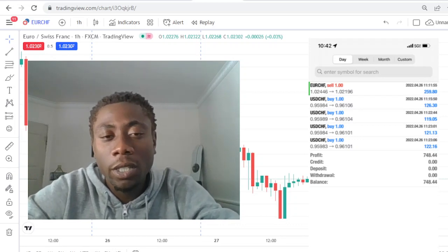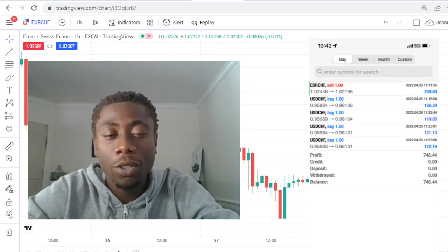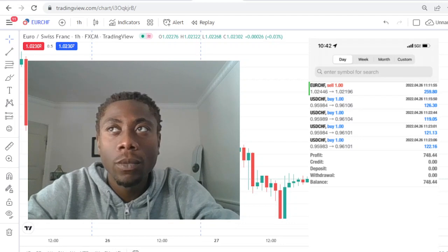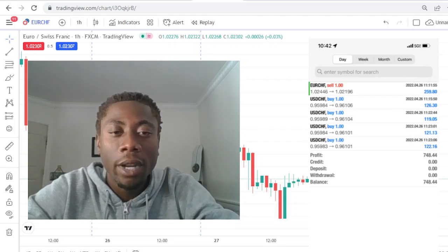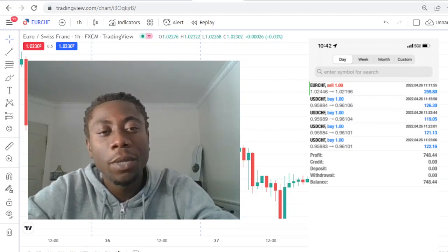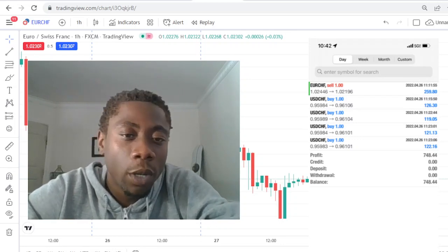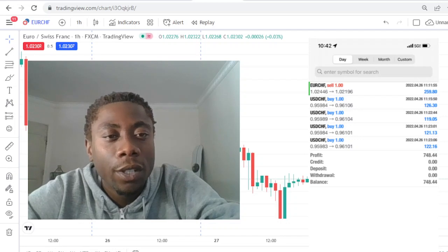And then the USD CHF I actually found around the same session, but this was more of an on the fly kind of trade. Now I don't typically take those kinds of trades, but for this scenario it actually worked out, and I'm gonna just break them both down for the sake of it.